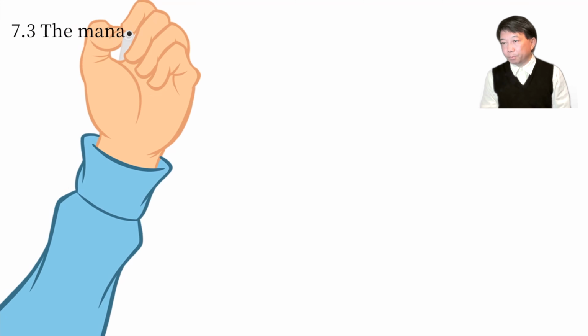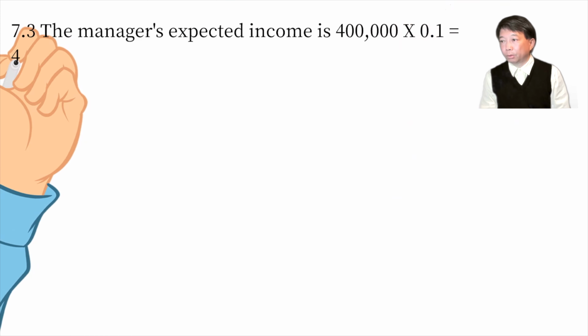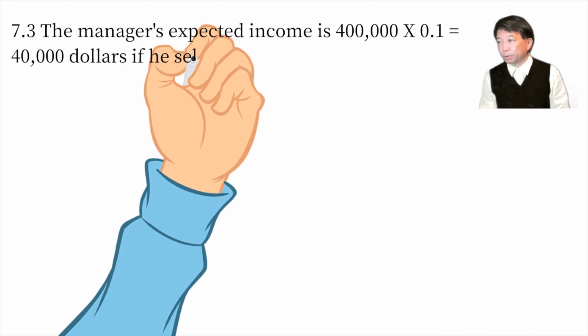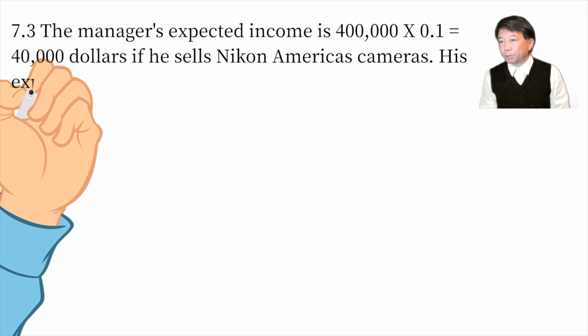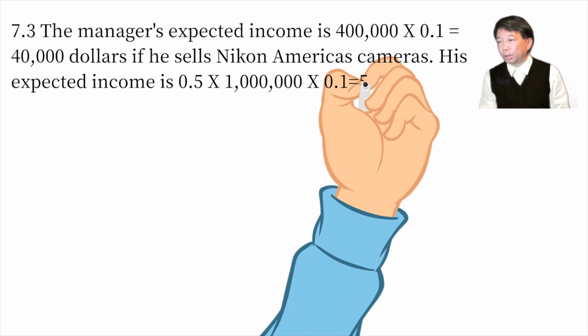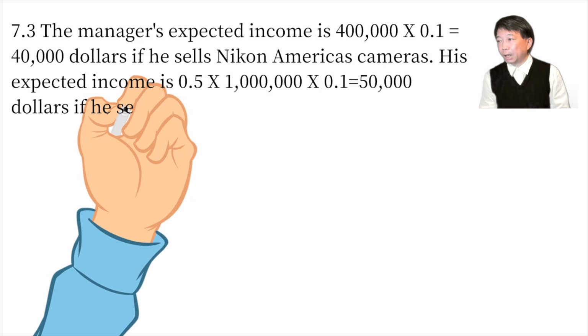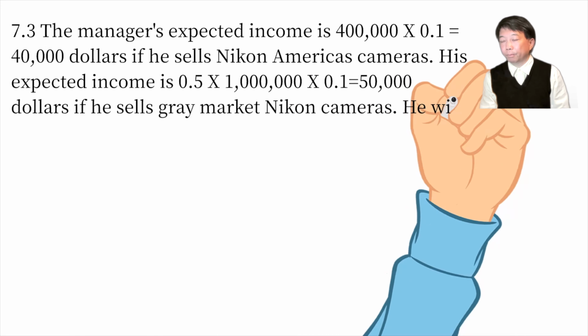The manager's expected income is $40,000 if he sells Nikon America cameras. His expected income is $50,000 if he sells gray market Nikon cameras. He will choose to sell gray market cameras.